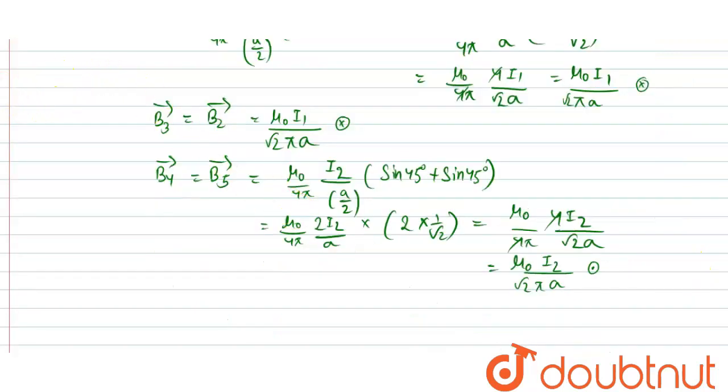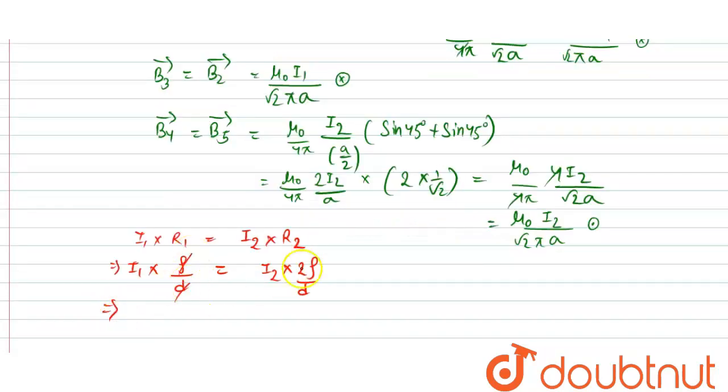Now to calculate the relation between I1 and I2, we can say that I1 into R1 is equal to I2 into R2. Here I1 into rho by D is equal to I2 into 2 rho by D. So rho by D can be cancelled out. Here we get I1 is equal to 2 I2. So in place of I1 we can put 2 I2.